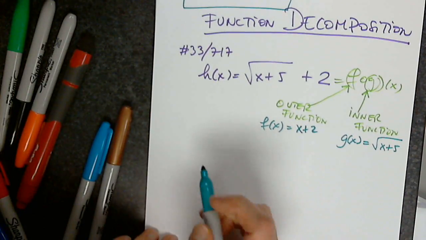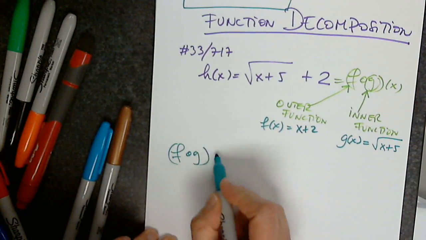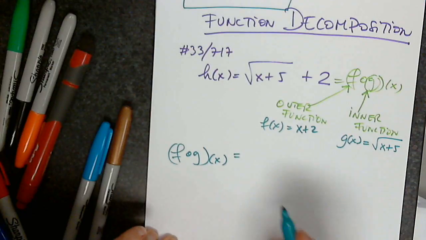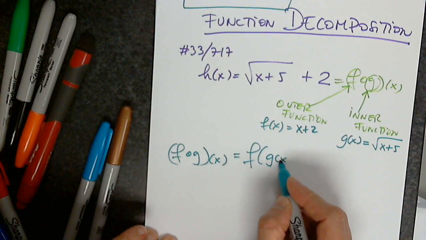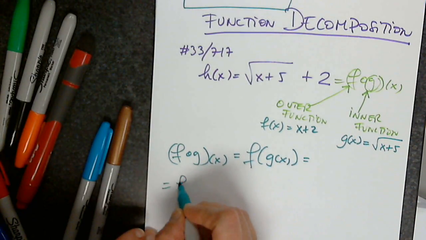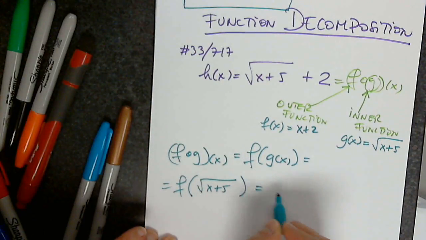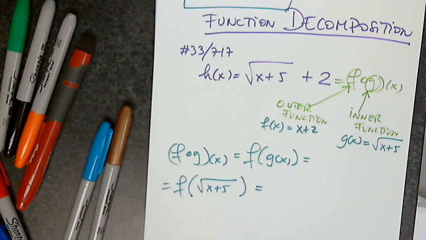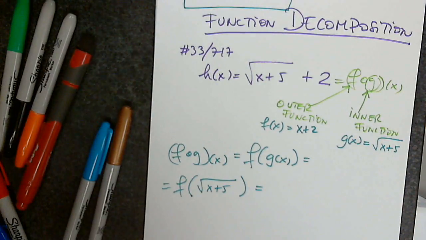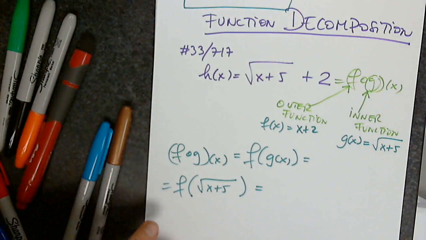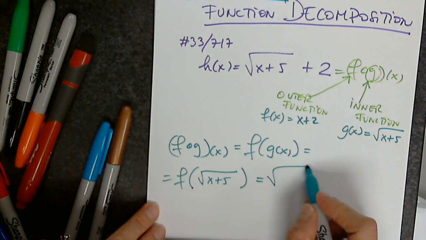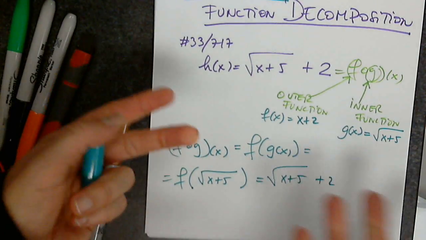So let's calculate f comp g. By definition, this is f of g of x, which is f of the square root of x plus 5, which will be, based on f that says whatever plus 2. How do I write whatever plus 2? That's it, and that's how we started.